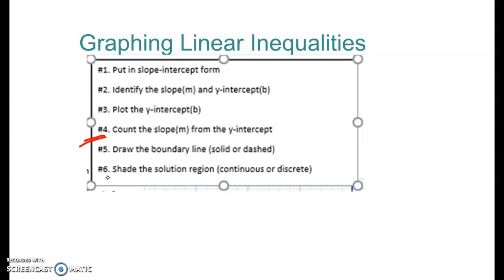And then number 6, we shade the solution region, and we shade it according to whether it's continuous, which we use a green color, or discrete, which we use an orange to represent discrete. And remember that discrete is dealing with whole numbers, and green, continuous, deals with real numbers. Okay, let's move on and try a couple examples.